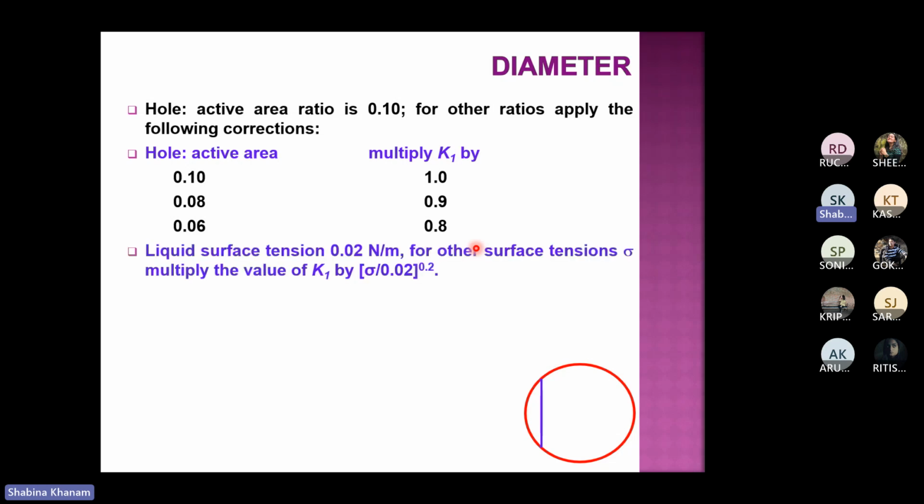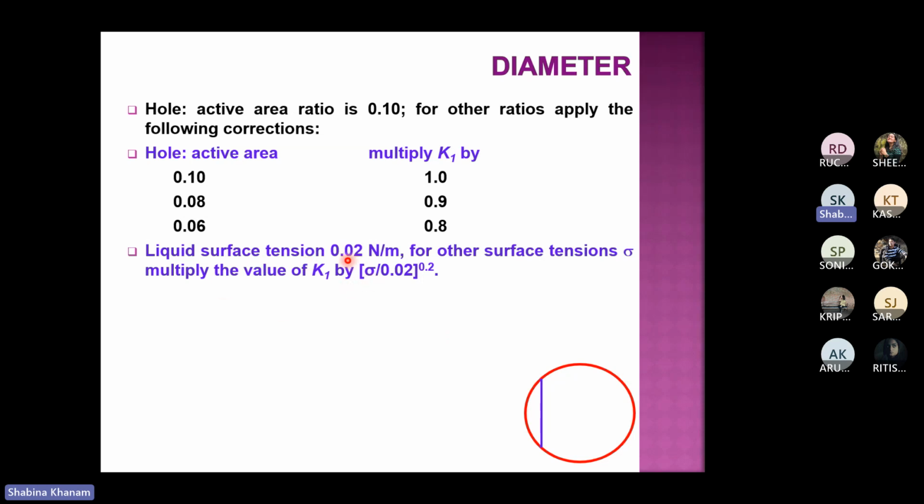Doesn't matter. Another condition is, when the experiment was performed, the liquid surface tension was taken as 0.02 Newton per meter. For other surface tension, the value of K1 we need to multiply by this expression, sigma by 0.02 to the power 0.2. In that way you can consider different correction factors for K1.